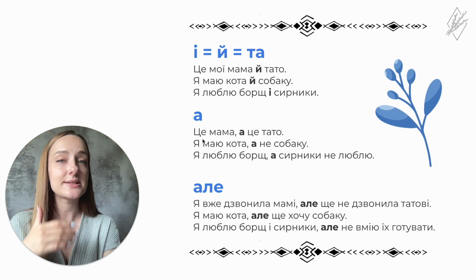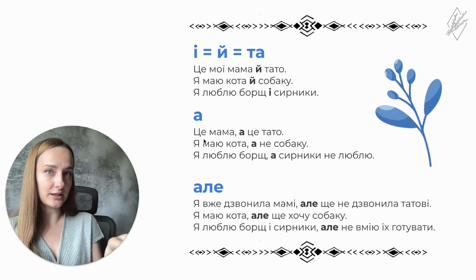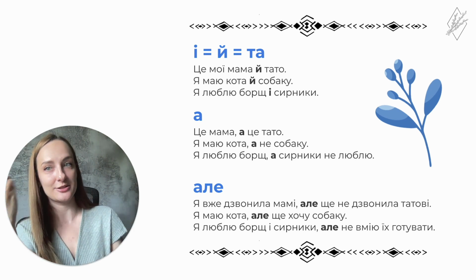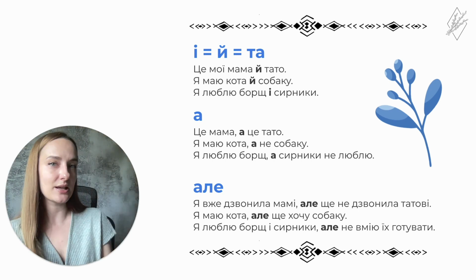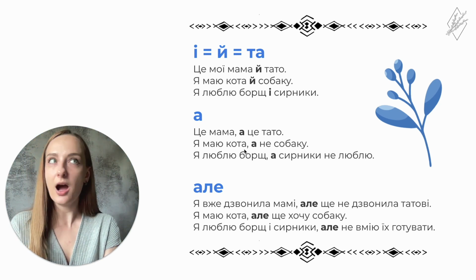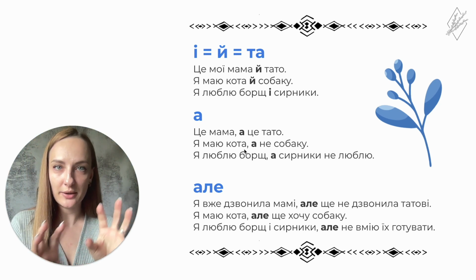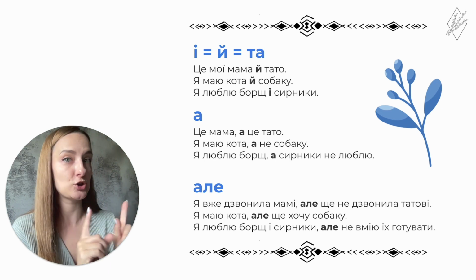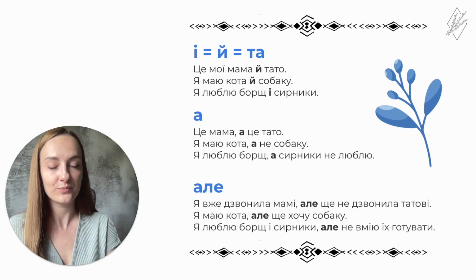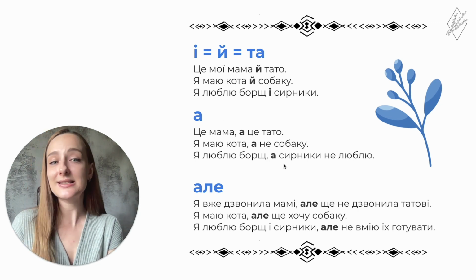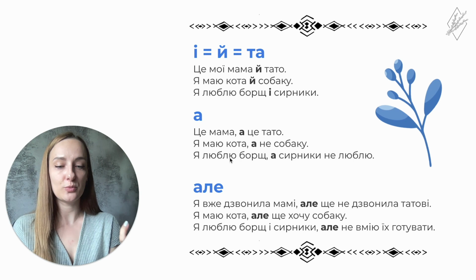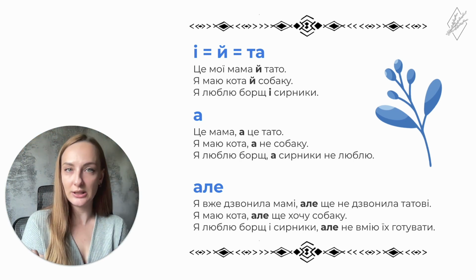Conjunction а. Це мама, а це тато. Here we have comparison or opposite clauses. This is mom and this is dad. Я маю кота, а не собаку. Here we have opposite clauses. I have a cat, but not a dog. Я люблю борщ, а сирники не люблю. Here we also like making the opposite. I like this object, but I don't like this object.